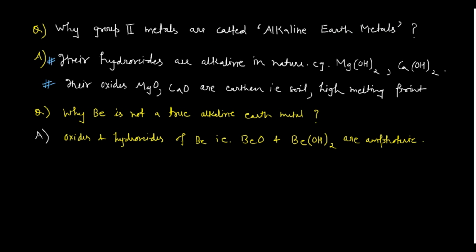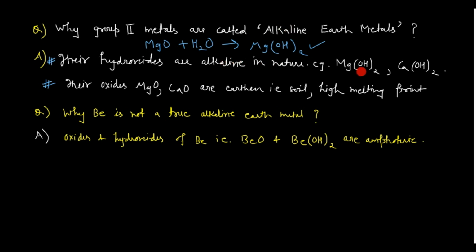See, if you dissolve the metal oxides, they form hydroxides. How can we form the hydroxides? It's quite simple. If you have, say, magnesium oxide and you dissolve it in water, it will give you magnesium hydroxide, and this reaction is true for the remaining members also. So basically their hydroxides are alkaline in nature. That's why the word alkaline is there.